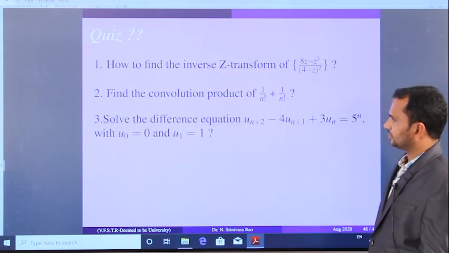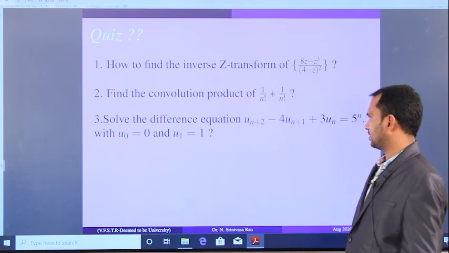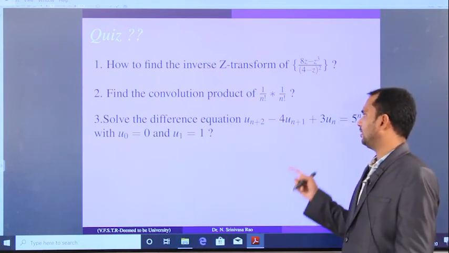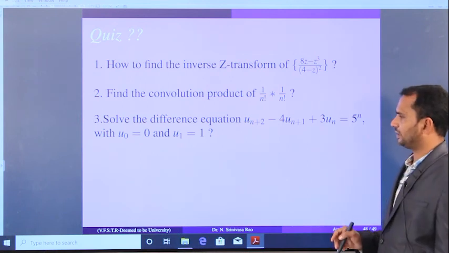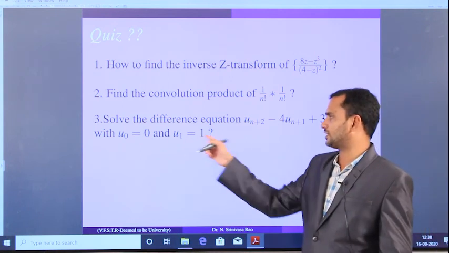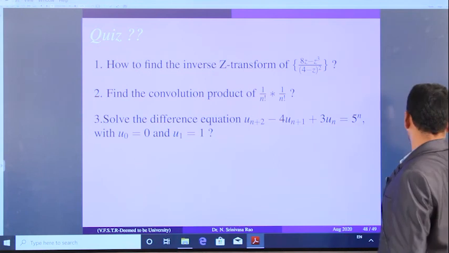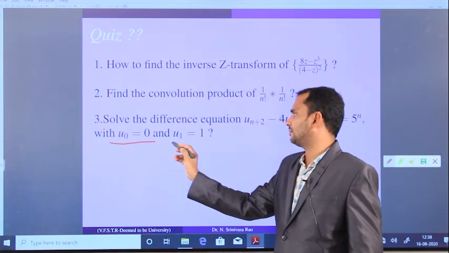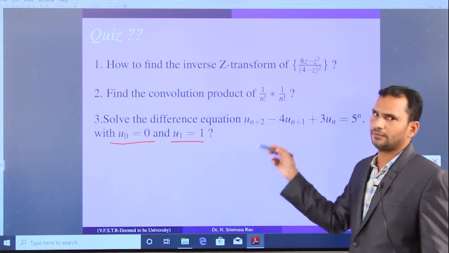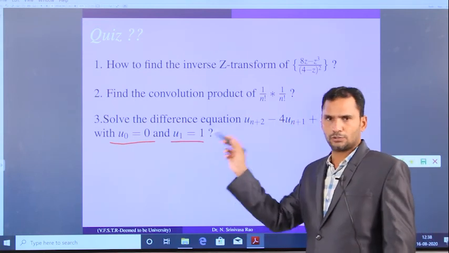Now solve the difference equation un plus 2 minus 4 un plus 1 plus 3 un equals 5 power n with u0 equals 0, u1 equals 1. I have told you already, these are the two initial conditions. Okay, so with this you have to verify whether you got the correct solution or not.